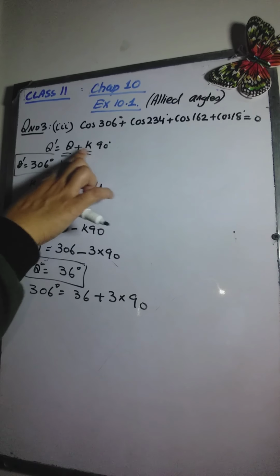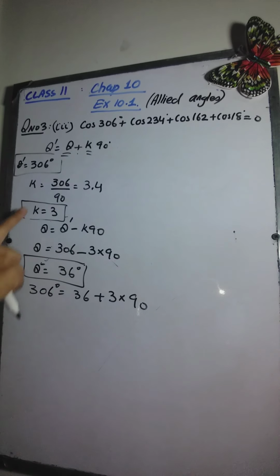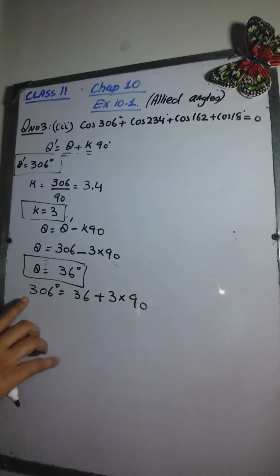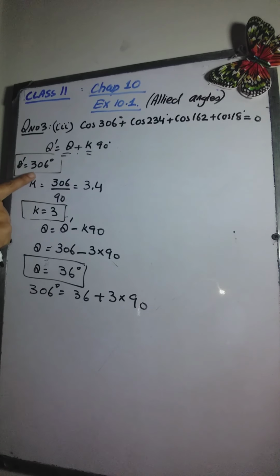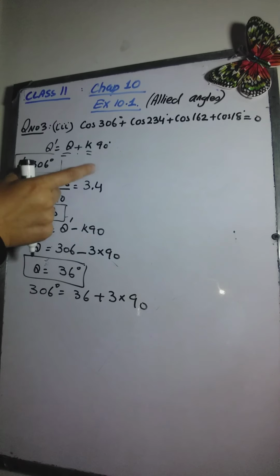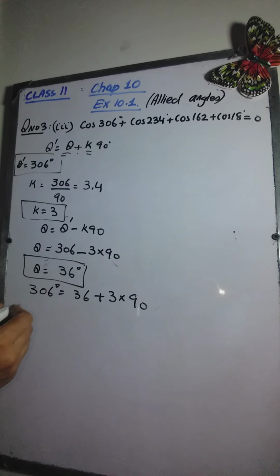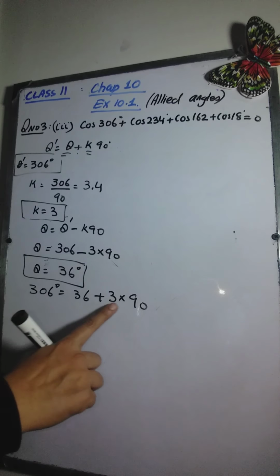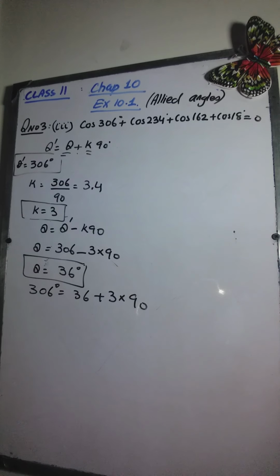Okay, we needed two things, k and theta. We obtained k, and with the help of that we again obtained theta, using theta dash and k. Now we are going to put the value of k and theta back into this expression. Theta dash is the angle which we want to split and express in this form. So 306 is 36 plus 3 times 90. You can check this by using a calculator, that 3 times 90 plus 36 is equal to 306.